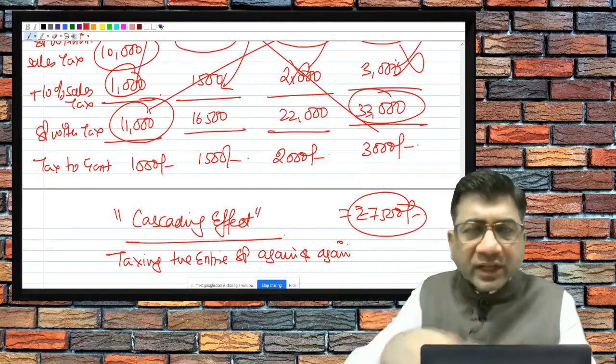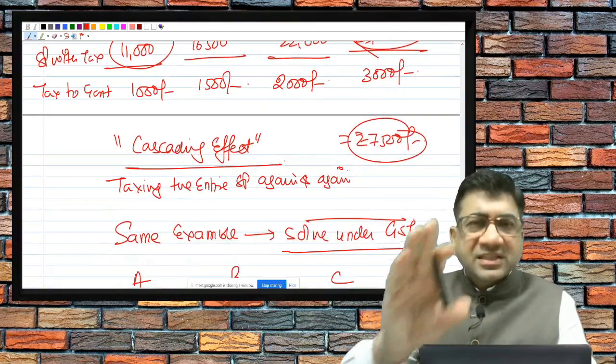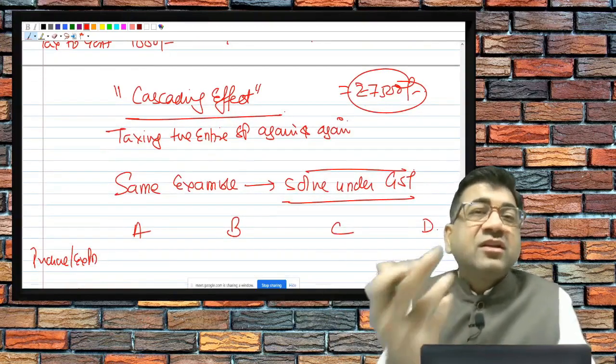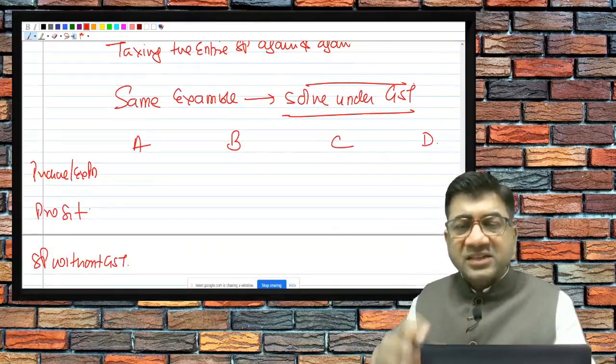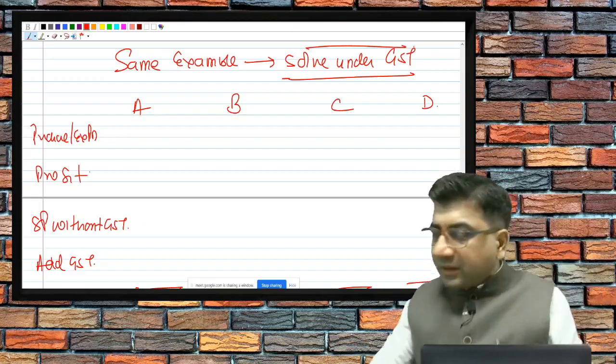So I'm ignoring the VAT. I'm directly coming to the GST. GST system is just like the VAT system, but it is a better version of the VAT. Now, in this case, how this GST system works, listen to me and understand.